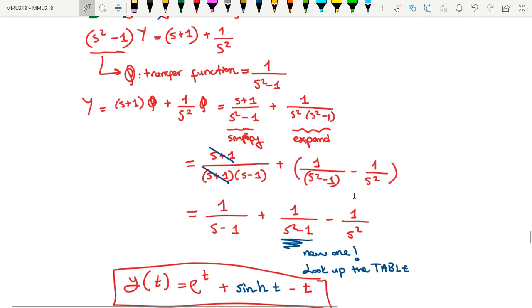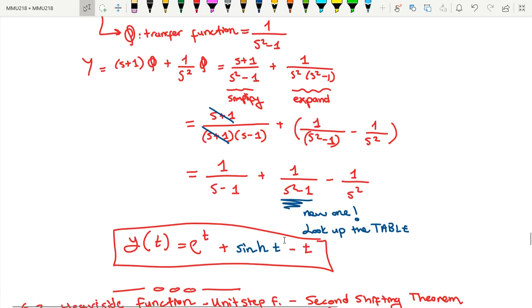Now, let's see, minus 1 over s squared. That's in the table. This is in the table. But this looks a little bit new, like 1 over s squared minus 1. Well, I'm not going to derive this one. This is the hyperbolic sine function. So you can look at that in the table. And if you can spot it, you're lucky. You will be able to plug in right away.